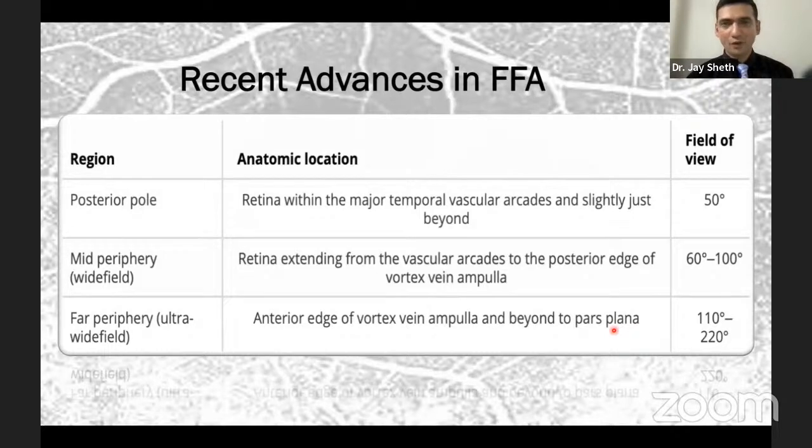As we know, our normal fluorescein angiography, whether it is flash based or SLO based, captures fundus photographs that are usually of the posterior pole. So it usually covers a field of view of 30 to 50 degrees. Nowadays, the two most recent advances include wide field angiography, where it captures the photo from 60 to 100 degrees, and ultra wide field fluorescein angiography, where almost 110 to 220 degrees of the field of view of the retina can be captured.